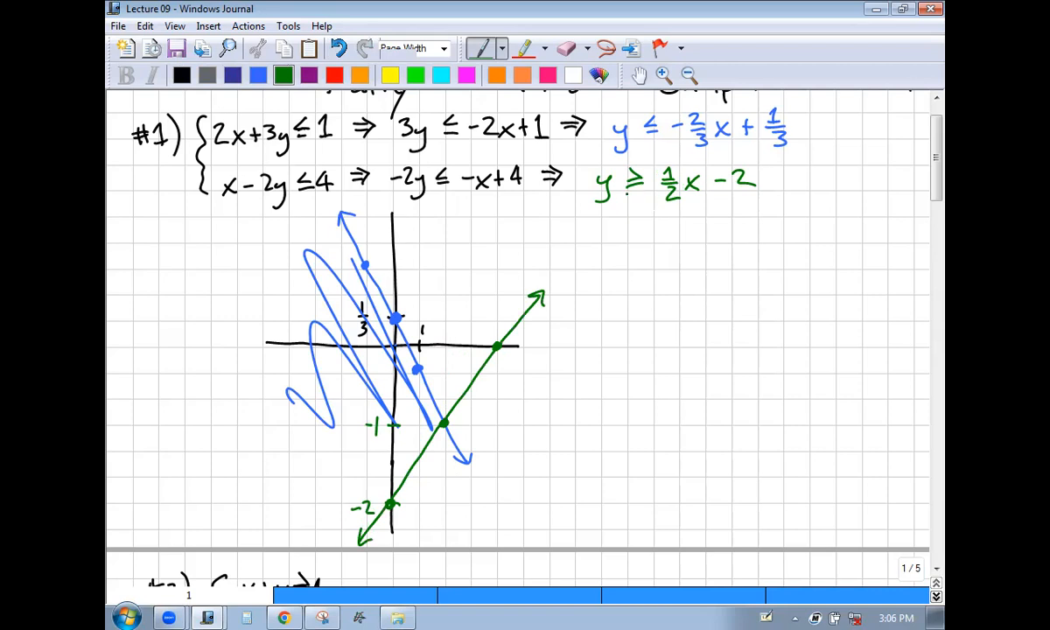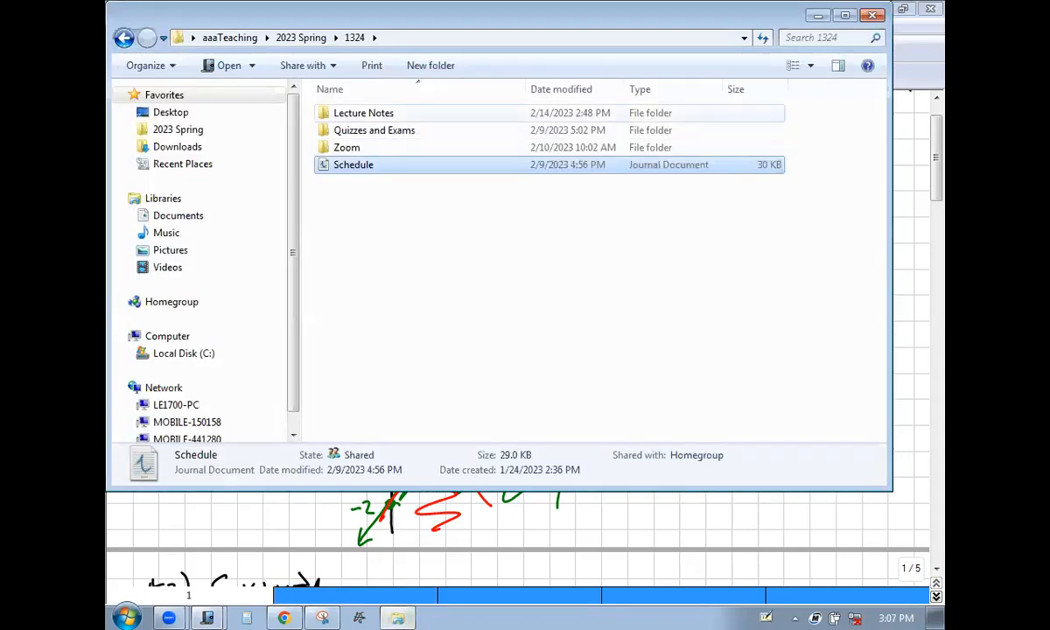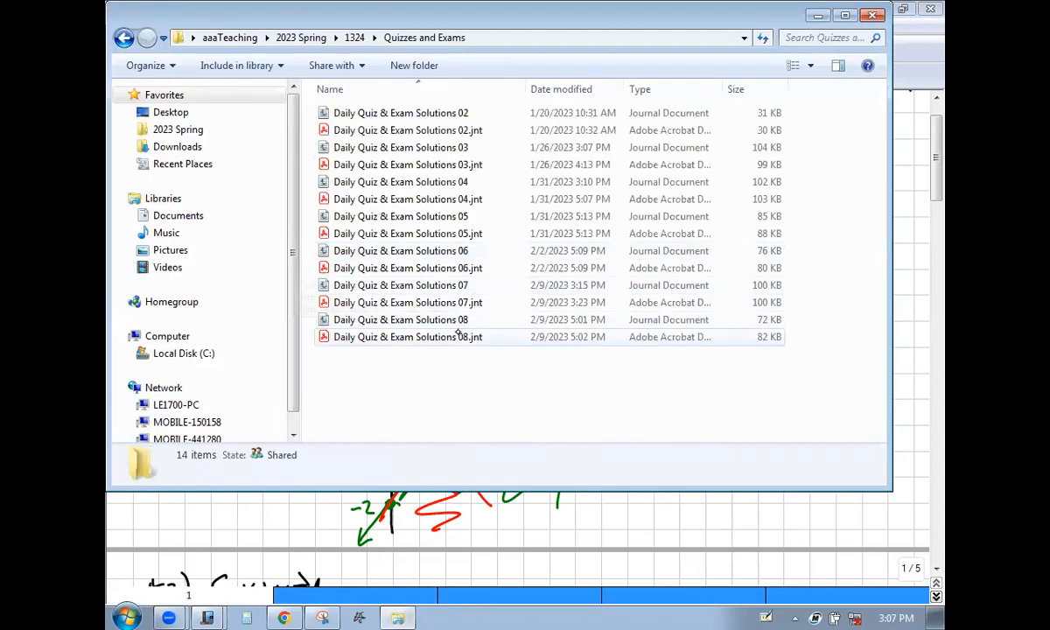That's our line, but we want all the y's less than that. That's down. The only place that's both is right there. Is that what y'all got? Yeah? Let's check my solutions and see if I did it right last time.